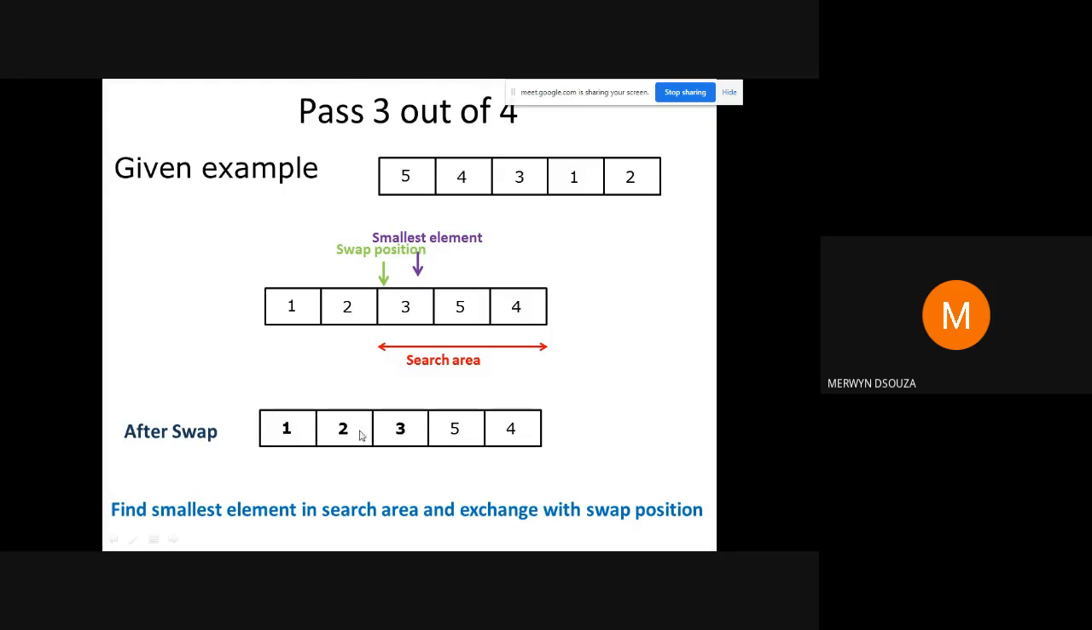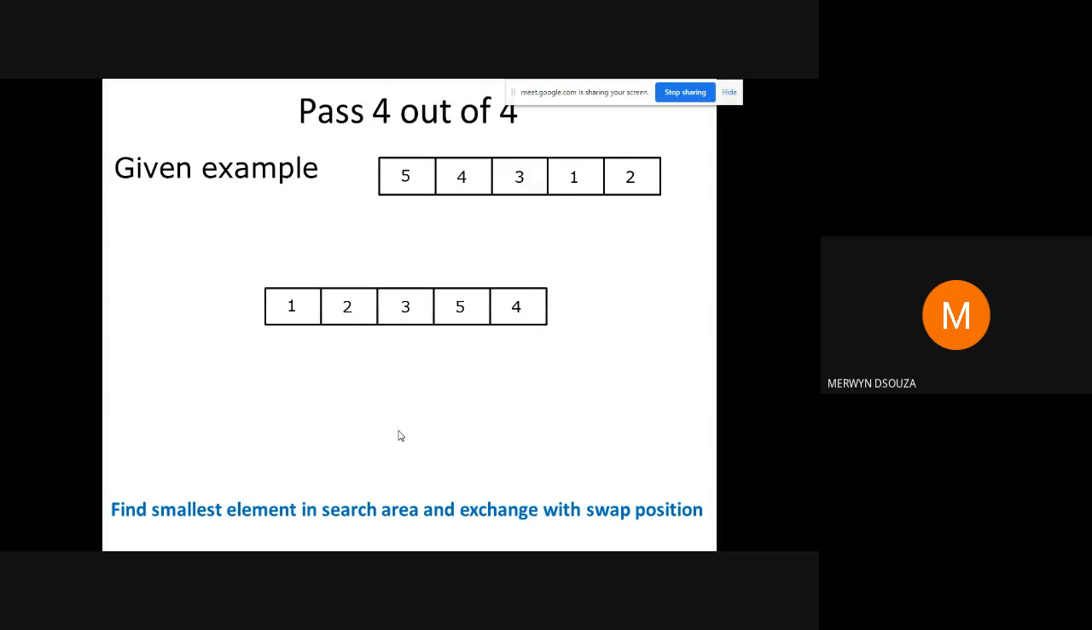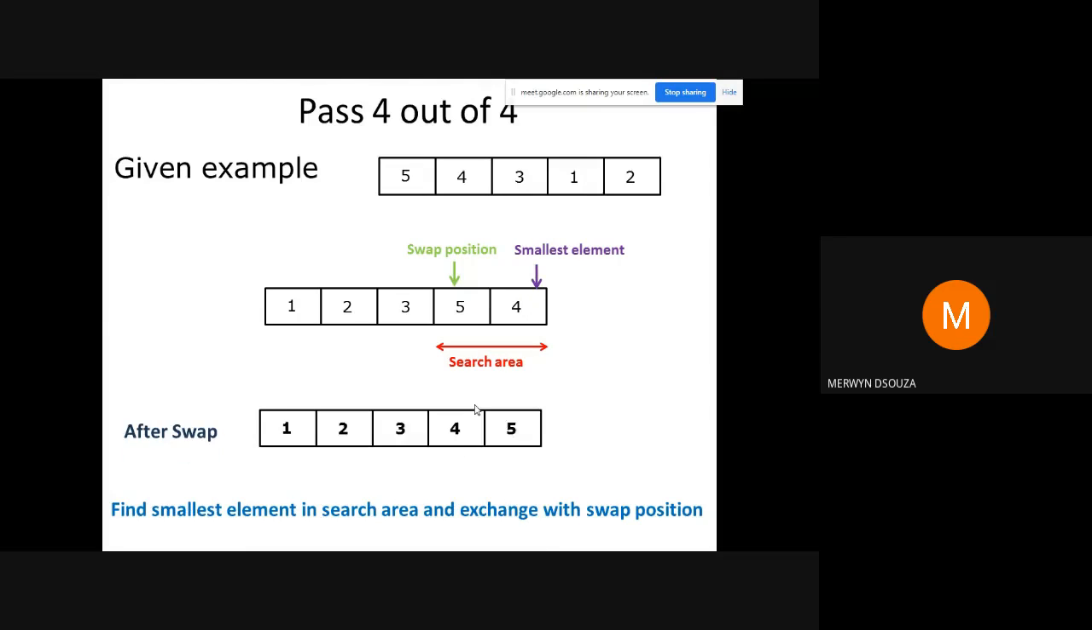Now the first three elements are in the proper place. So again decrease the search area and go to the fourth pass. When you go to the fourth pass, you take the output of the third pass, mark the search area, identify the swap position, identify the smallest element in the search area, exchange the two values, and then you get your output. You get your array in sorted order.